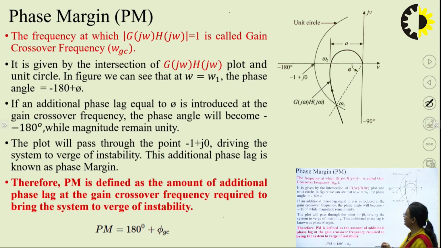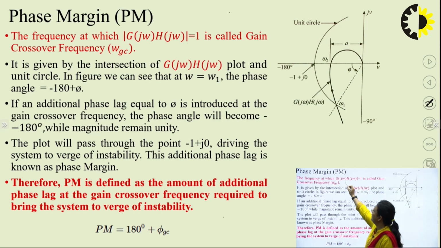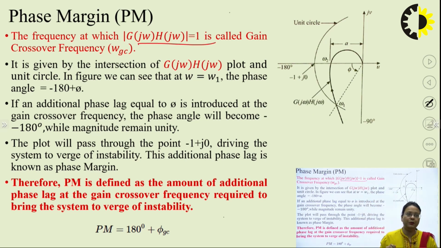Now, again we can define the phase margin. The frequency at which the magnitude of G(j omega)H(j omega) is equal to 1 is called the gain crossover frequency. And the phase angle at omega equal to omega 1, if you see here, will be equal to minus 180 degrees plus this phi.